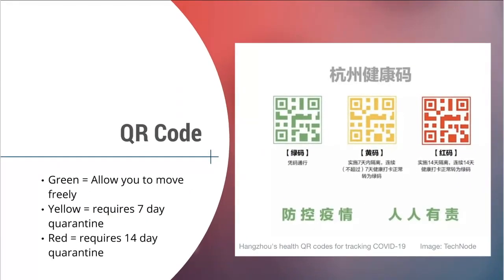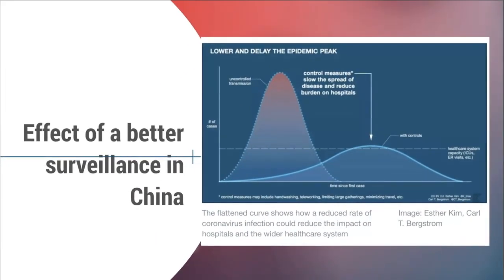For the QR code, people were getting 3 different colors when they scanned them. If you get green, then you're allowed to move freely, while yellow requires a 7-day quarantine and red requires a 14-day quarantine. So with the exponential technology present today, we actually have a better surveillance system. And as you can see in the graph, it has a big effect on the epidemic curve. It actually has flattened the curve in China.